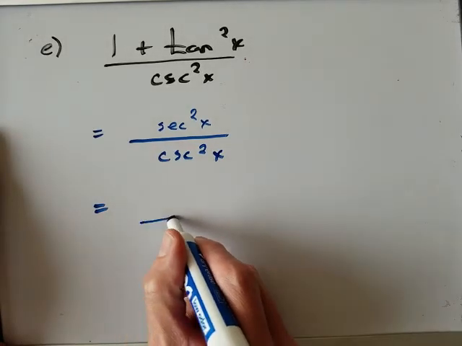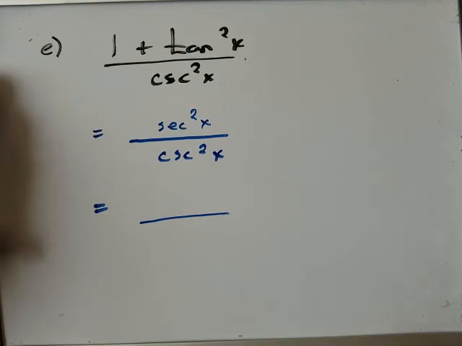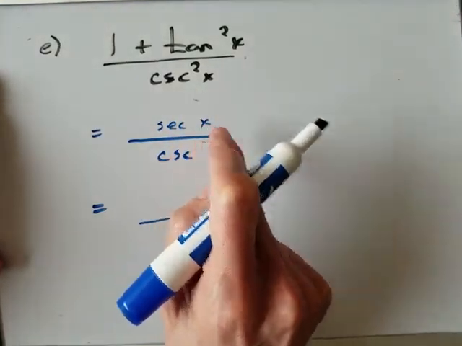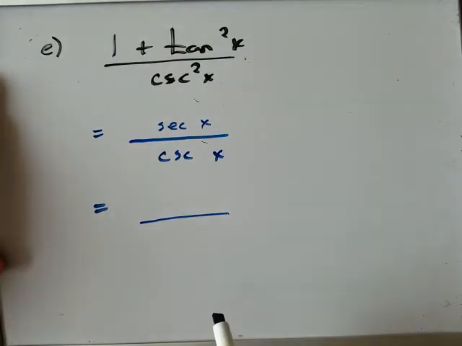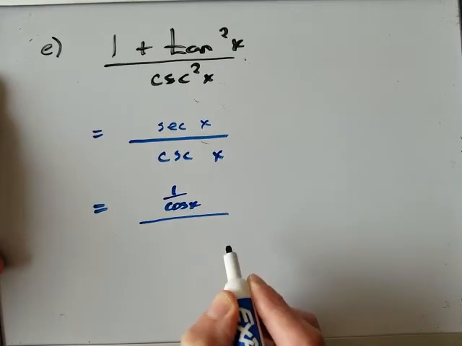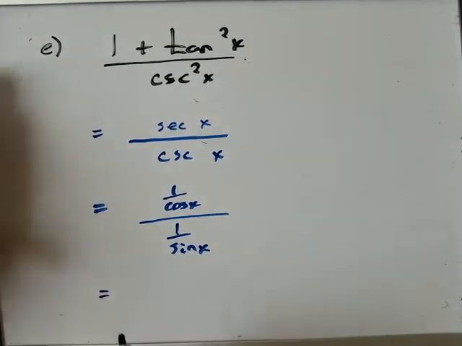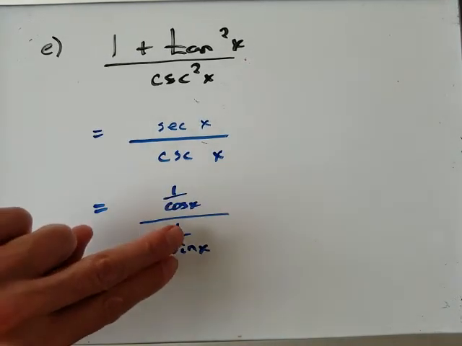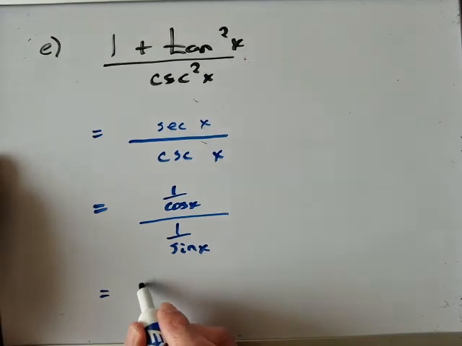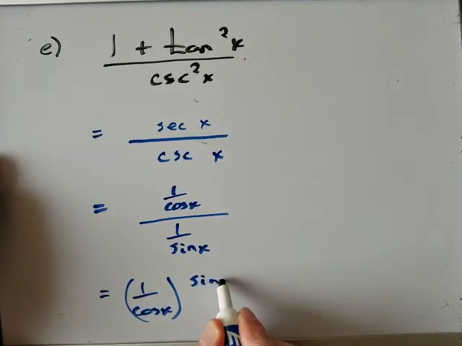This is where the experience comes in, both from watching my lessons and then doing questions on your own. So here's what you could actually do. Just pretend for a moment the squares aren't there. I'll bring them back in a moment. Secant is 1 over cosine. That's its reciprocal. Cosecant is 1 over sine. What else are you going to do? Now, dividing one fraction by another, well, you flip. Keep, change, flip. This would be 1 over cosine multiplied by sine over 1.